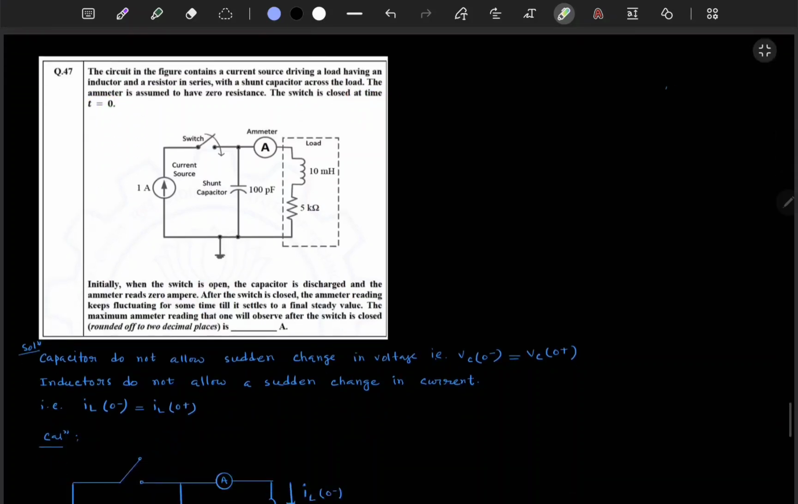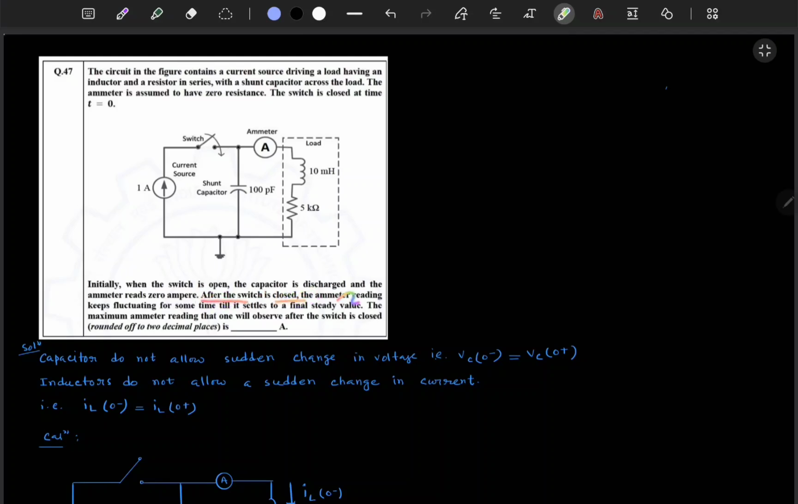Switch is closed at time t equal to 0. Initially, when the switch is open, the capacitor is discharged and the ammeter reads 0 ampere. Initially the ammeter reading is 0 because there is no closed path, so there is no input, meaning the capacitor is already discharged.